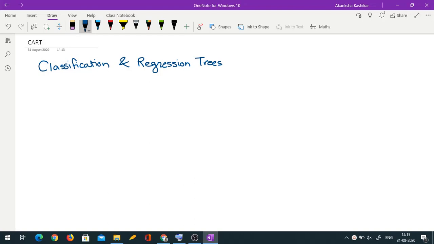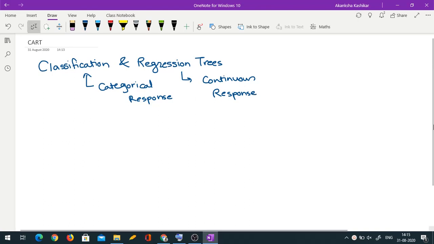Hello everyone. Today we'll start discussion on classification and regression trees. It is one of the widely used and easy to interpret methods of classification as well as regression. As we know, classification would be used when you are dealing with categorical response, and regression would be used when we are dealing with continuous response. Okay. So as the name suggests, the algorithm works in the form of a tree.